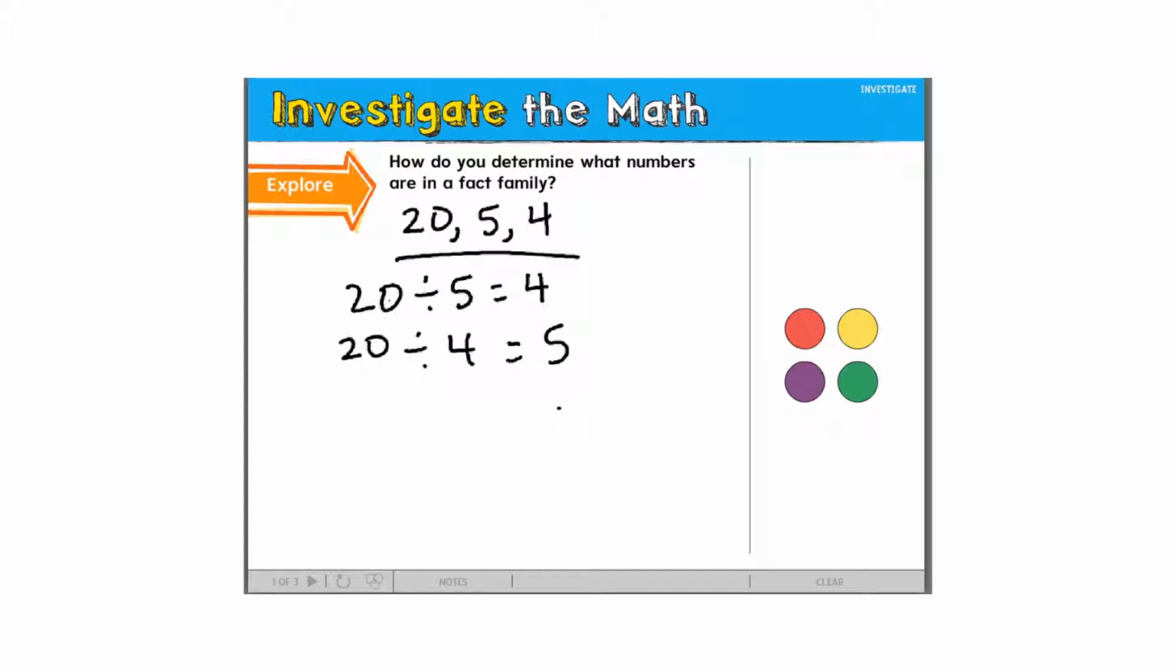Sean. 5 times 4 equals 20. Seema, what's the other one? 4 times 5 equals 20. So write down all of those facts. Yeah, hurry, you're going to miss some notes, so you've got to be fast.